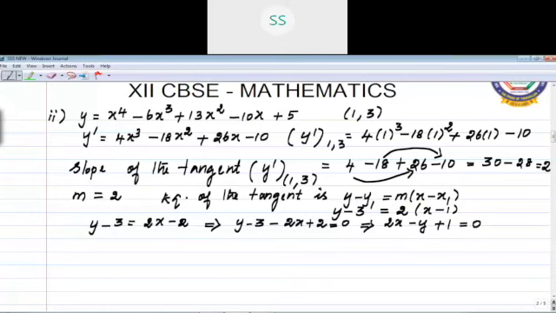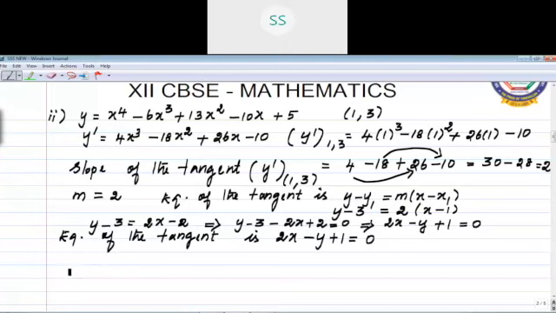Now, what is your equation of the tangent? Anyone, you have to tell me. 2x minus y plus 1 equal to 0, right? Equation of the tangent is 2x minus y plus 1 equal to 0. I hope you people understood, right? Say yes or no. Now I'm going to move to the equation of the normal.